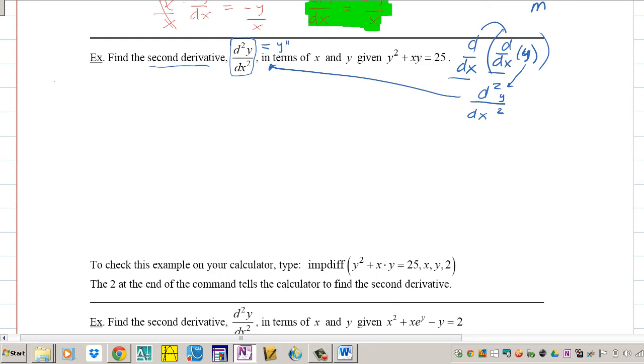So let's begin with the first one. Taking the derivative of y squared is 2y, let me use easier notation, y prime. What's the derivative of xy? Well, that is a product rule. It's the first times the derivative of the second plus the second times the derivative of the first, which is just 1, equals 0.